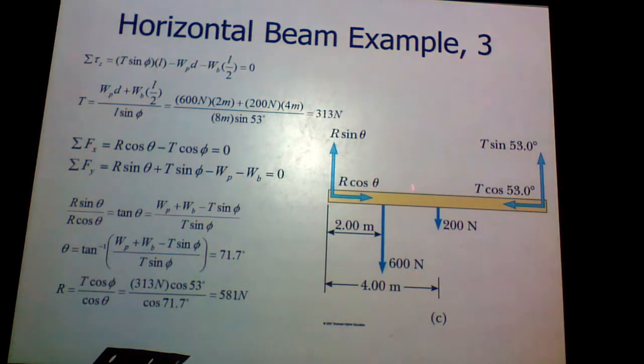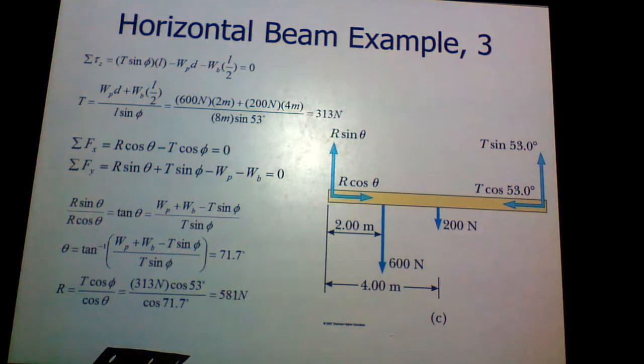The person also applies some torque, so I take the weight of the person times that 2 meters, which I just called D. Then the weight of the beam, which is 200 newtons, times half the length, because the center of gravity is only halfway from the origin. So that's the weight of the beam times L over 2. We already know all these numbers, so I plug them in, rearrange to solve for tension, and I get tension to be 313 newtons.